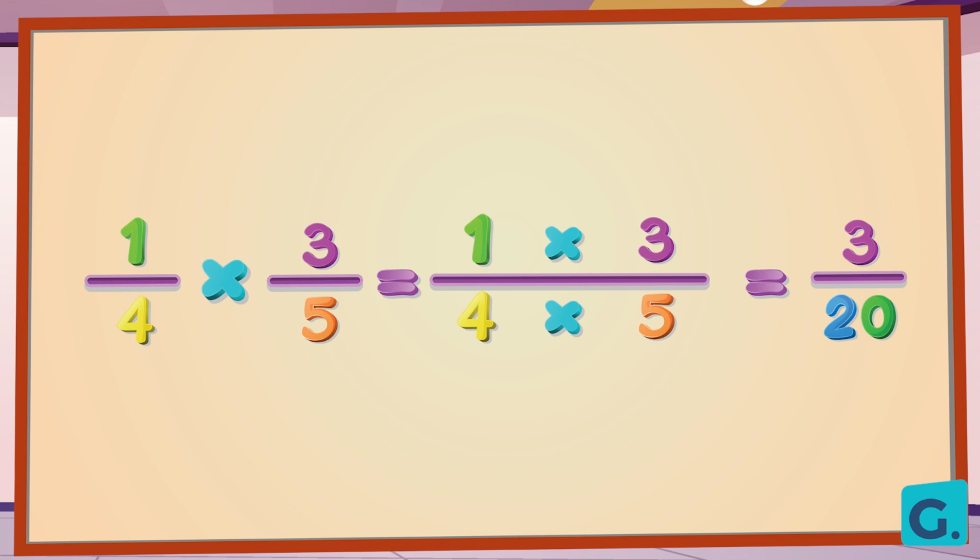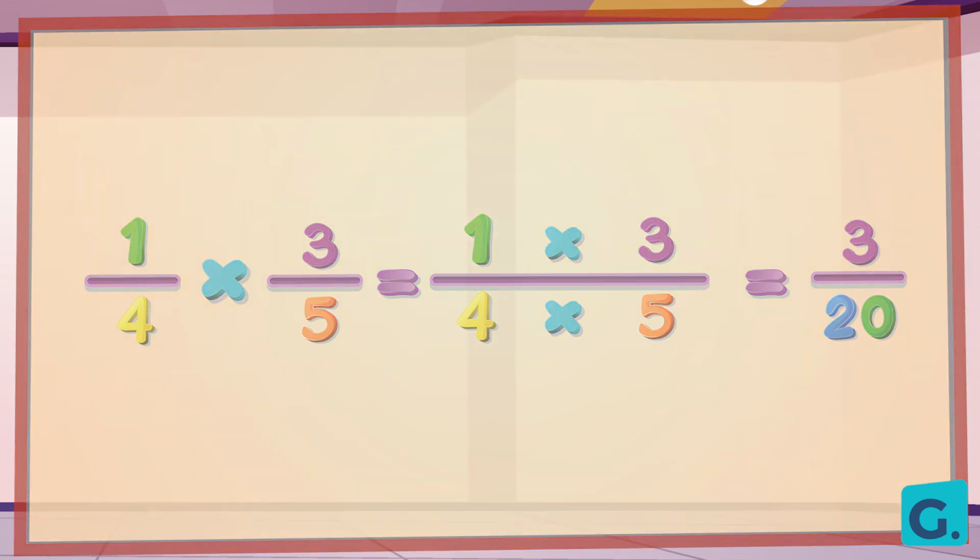Can this fraction still be broken down further? Definitely not. So we are going to leave it as our final answer. 1 over 4 times 3 over 5 is going to give us 3 over 20. So our final answer is going to be 3 over 20. Let us do one more together.